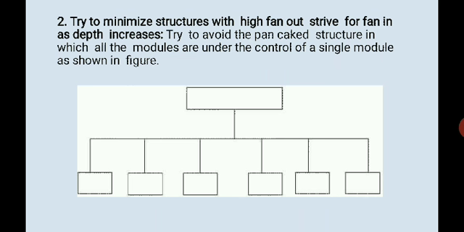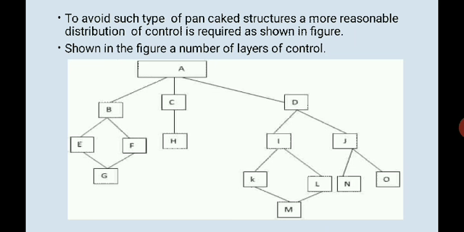Next, we try to minimize structures with high fan-out, and strive for fan-in as depth increases. That is, we try to avoid the pancake structure in which all the modules are under the control of a single module, as shown in the figure. So we try to minimize this because all six modules are under only one control. So to avoid such a pancake structure, a more reasonable distribution of control is required. Like this is okay, where B is controlled by E and F. So if B fails, not the entire thing fails. So we try to do this. We try to fan out in a way.